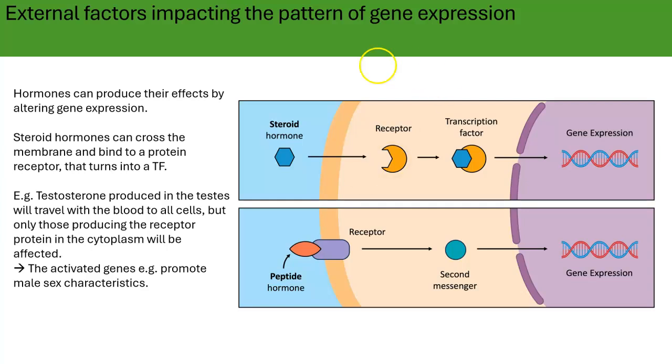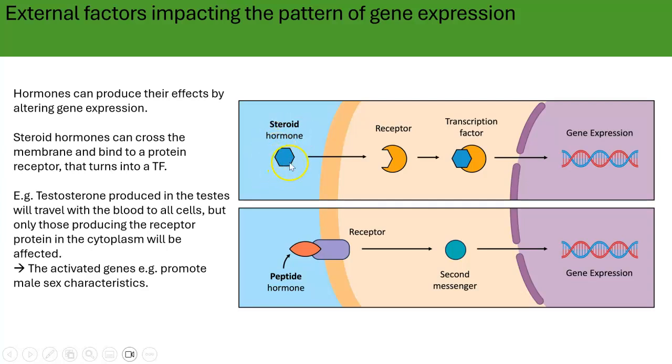Steroid hormones can cross the cell membrane because they're also made of lipid. And in the cytoplasm, there are receptor proteins that, when they bind with the steroid hormone, form a transcription factor complex that then goes into the nucleus and affects gene expression.